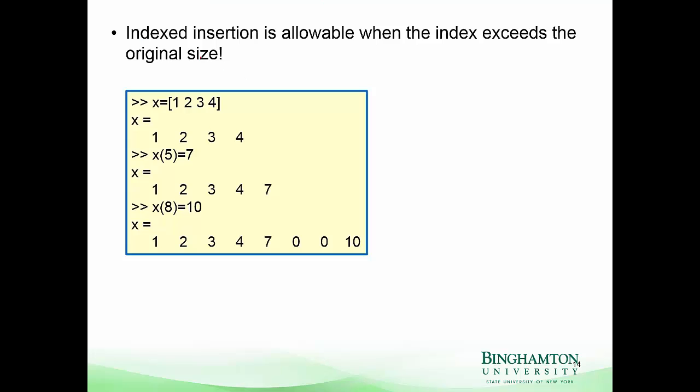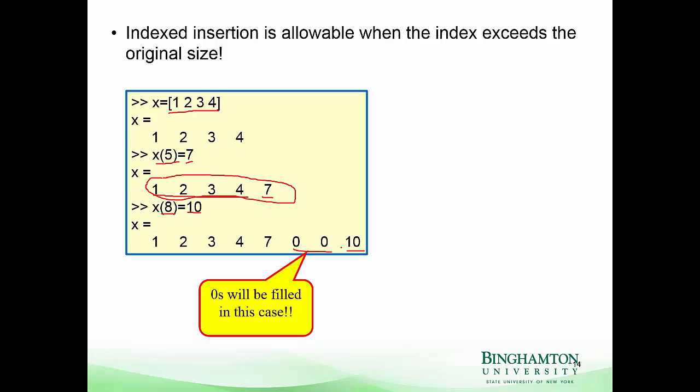So here's our original vector. There are 4 elements, but if I say x of 5 is equal to 7, look what it does. It takes the original vector and tacks on a 7 at the end. I didn't know that it could do that. But here's something even more miraculous. Now I've got a 5-element vector, and suppose I don't go to 6, I don't even go to 7, I go all the way out to 8 and I stuff in a 10. It'll put the 10 in the 8th position and it will fill in zeros. So that's kind of cool. Zeros will be filled in.